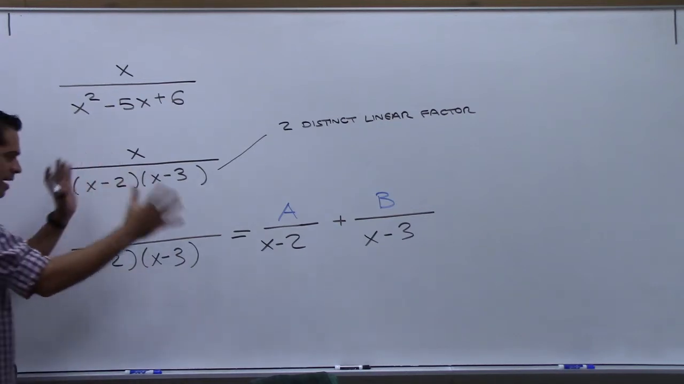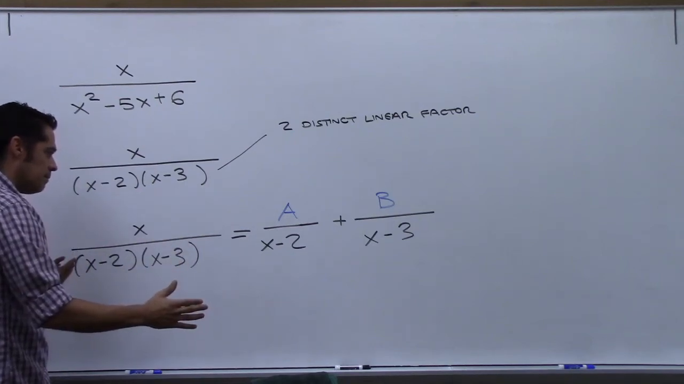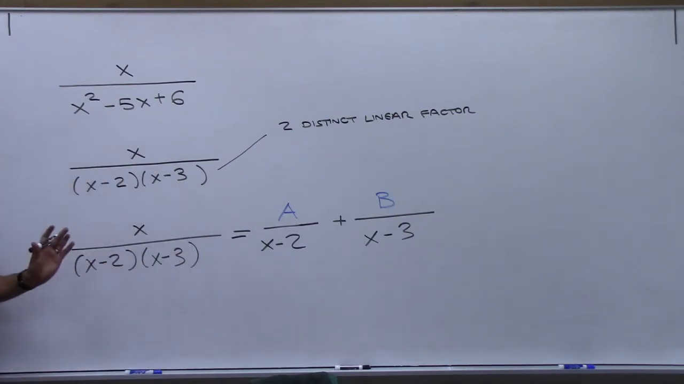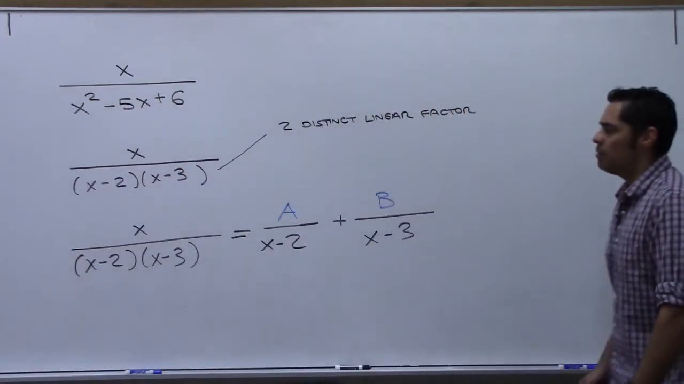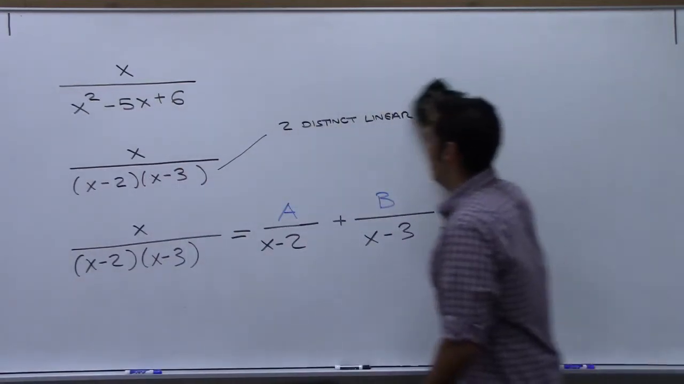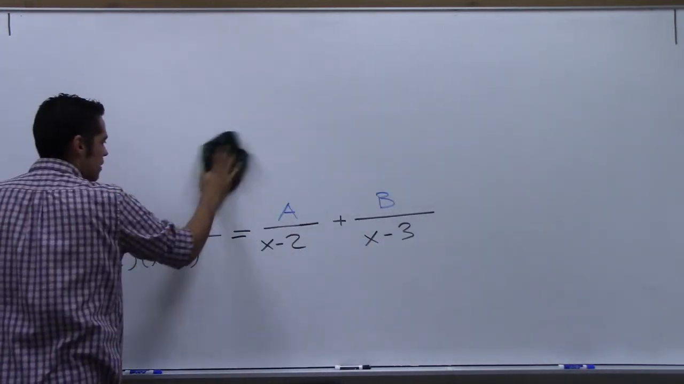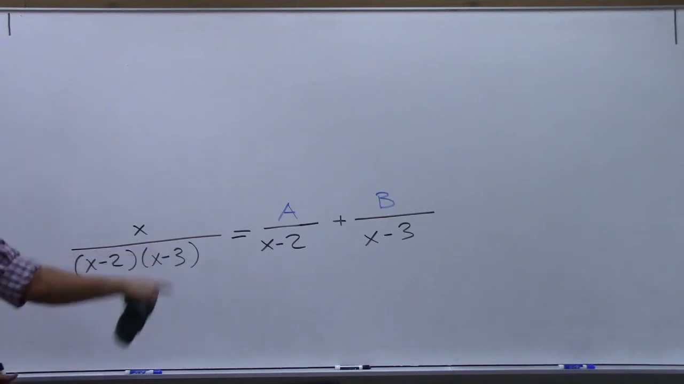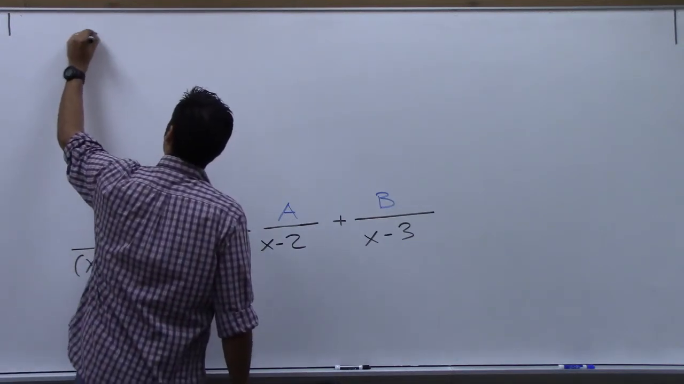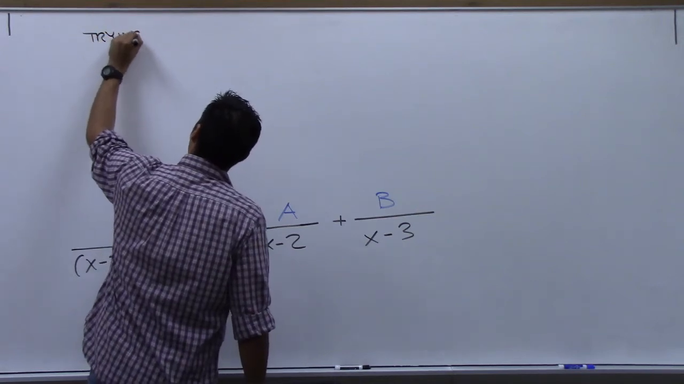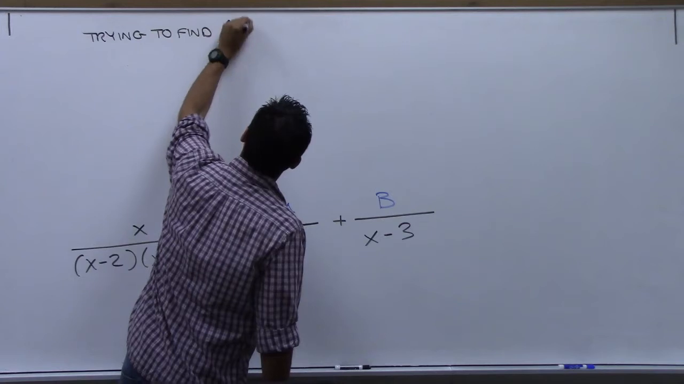At the end of the day here, I want to know what A and B are. That's what I want to know. Okay, so how are we going to do this from here? Well, let's start working with this like an equation. I'm just trying to find A and B. So just remember, this is what we're doing. We're trying to find A and B. If we can do that, we're done, right?